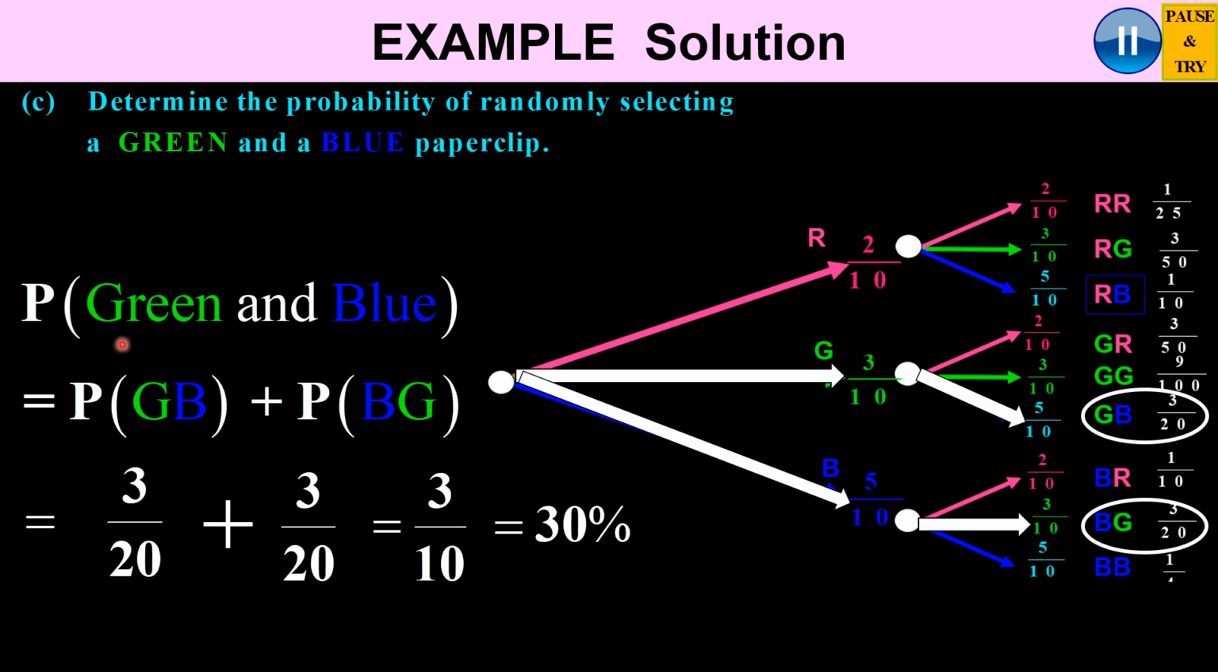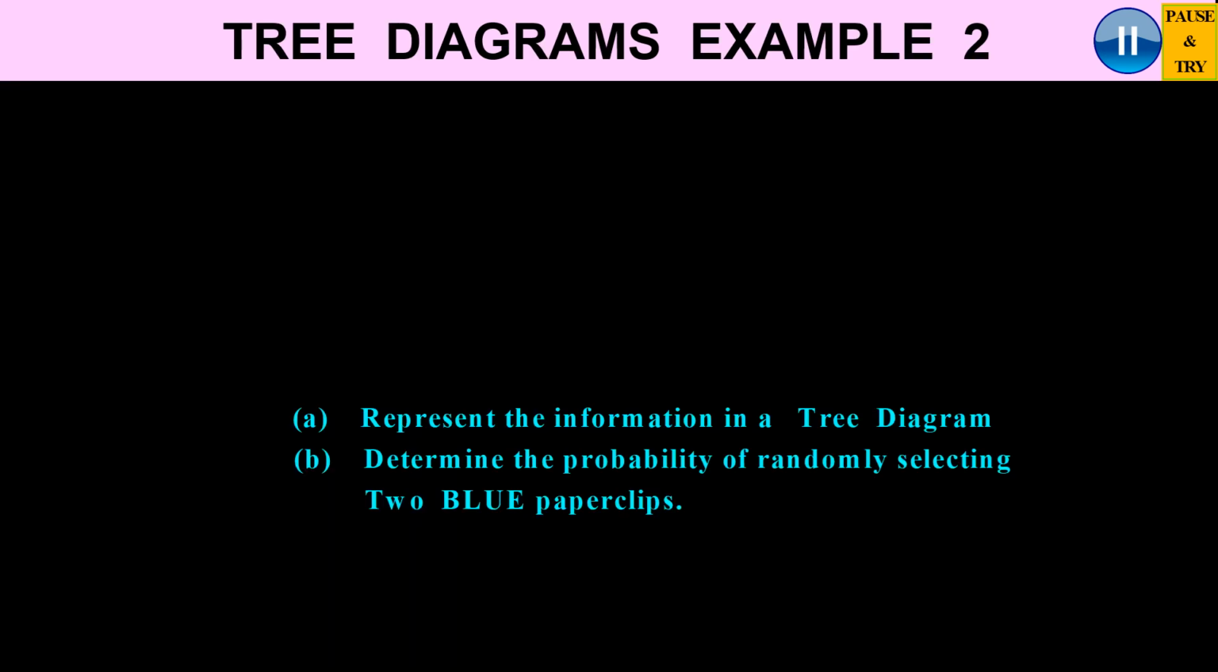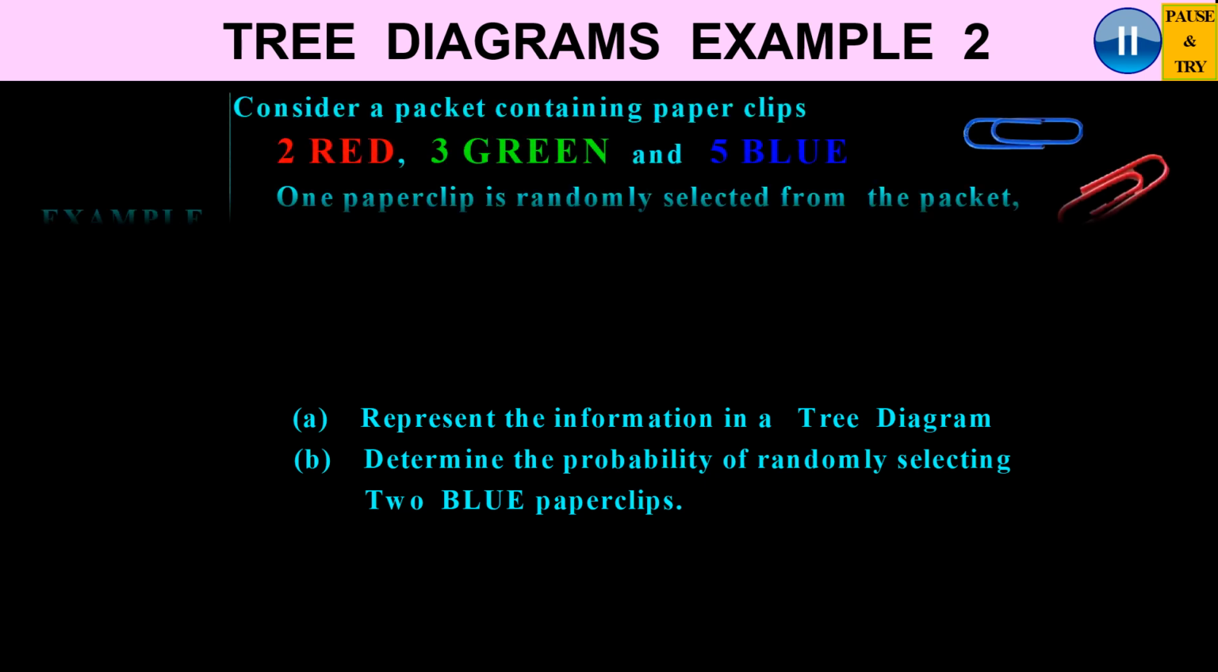So there, that's the probability of getting a green and a blue. You see how easy it is to use the tree diagram to get our probabilities there. Now, let's take the same problem, but we're going to modify it slightly.